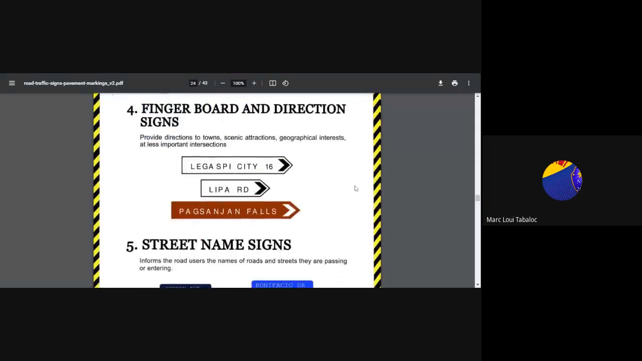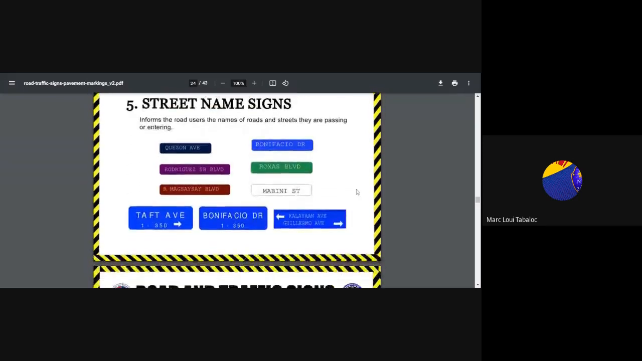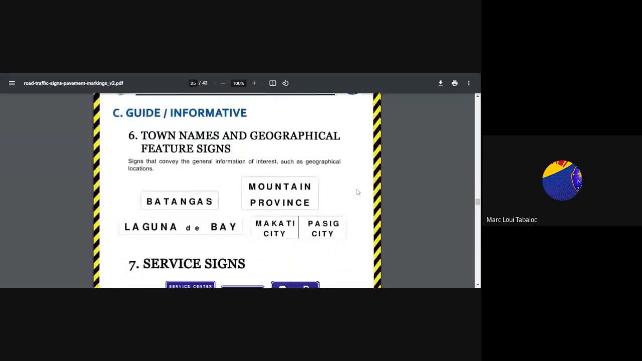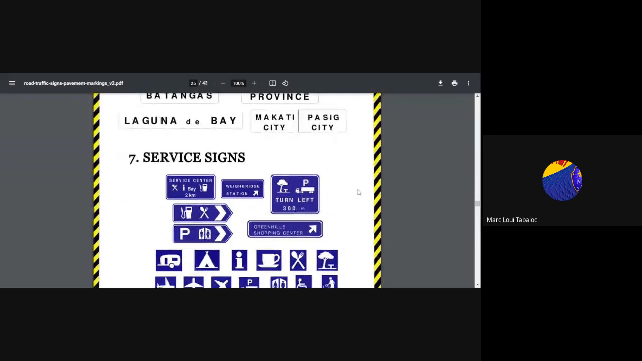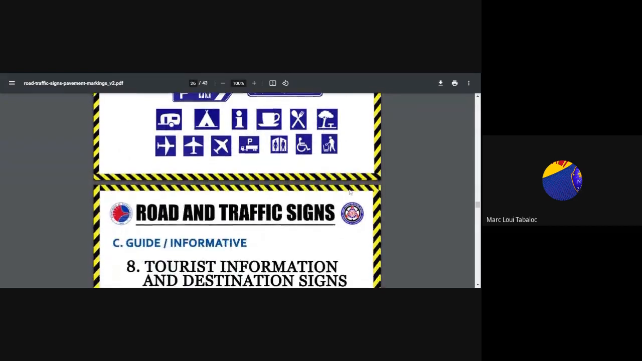Okay, and those others, for example street name signs, you will see those. It's very important so you know your direction or where you are actually located, right? And the others are auxiliary signs which inform road users of different landmarks or places around the area.